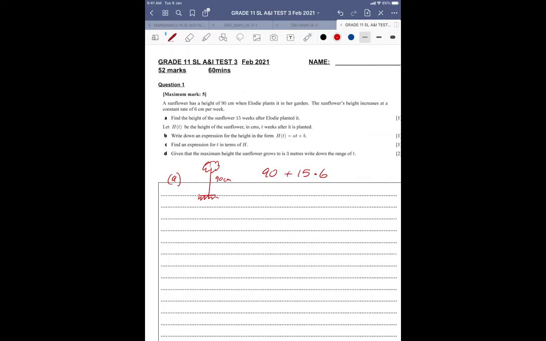So this is A. B is write down an expression for the height. So the height after T days is equal to, well, the A times by the T. This is just a linear mx plus b. It's a linear model, right? So you've got to think of A times by T. T is the variable. T is the number of, this is weeks, sorry, not days, my bad. So it's 15 weeks at 6 centimeters per week. Still the same calculation though, yeah? So this is now, well, there's a 90 plus there's 6 centimeters times by the number of weeks.